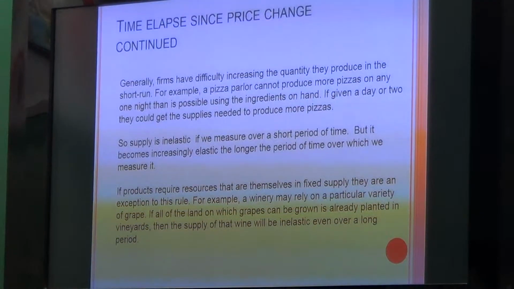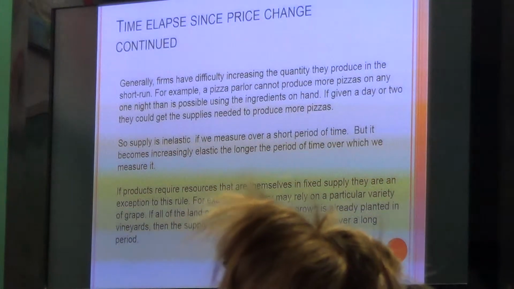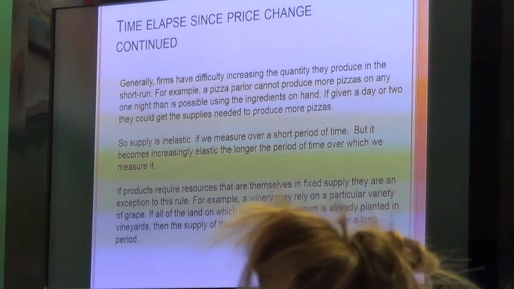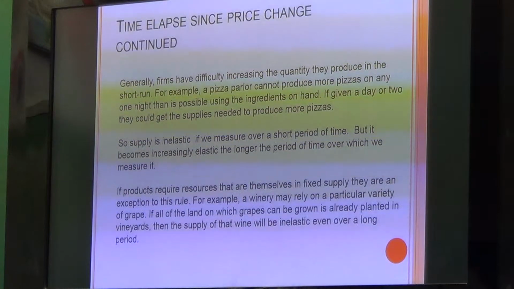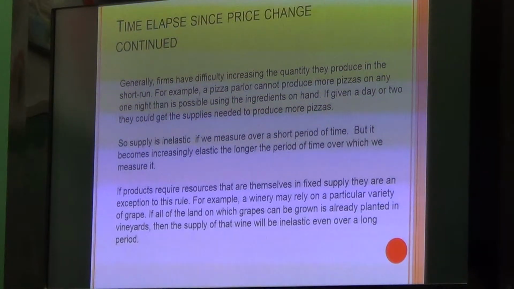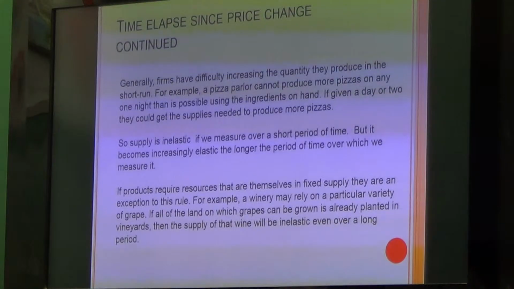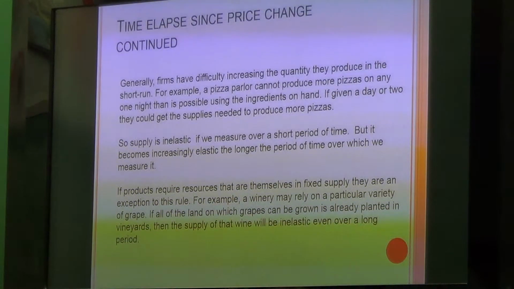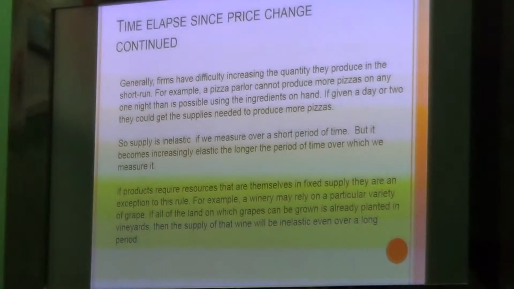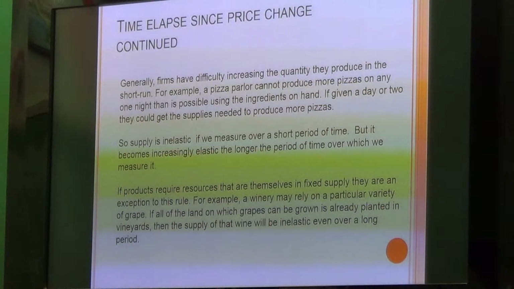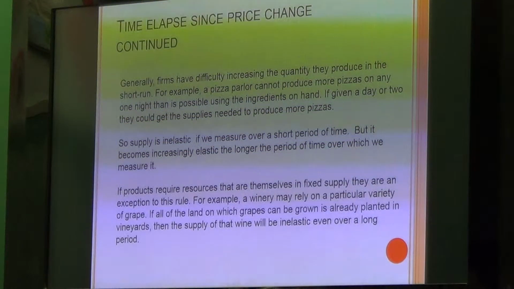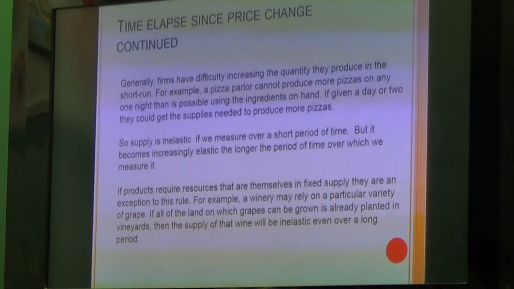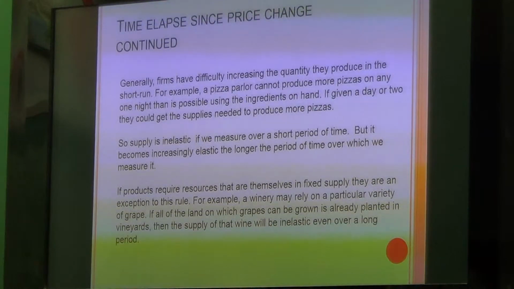Okay, so the time elapsed since price change, continued. And here's the example. Generally firms have difficulty increasing the quantity they produce in the short run. For example, the pizza parlor cannot produce more pizzas on any one night than is possible using the ingredients on hand. If given a day or two, they can get supplies needed to produce more pizzas. So supply is inelastic if we measure over a short period of time, but it becomes increasingly elastic the longer the period of time over which we measure it, and that's because they can get more resources to produce more.